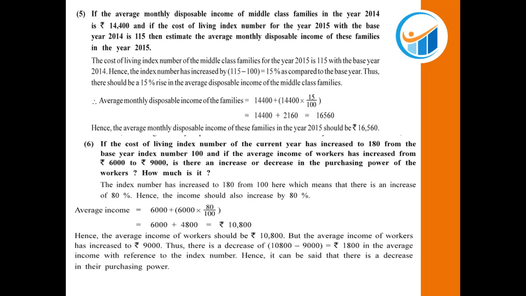Hence the average monthly disposable income of these families in the year 2015 should be 16560. And if someone asks you how much is the actual increase, you can say that there should be an increase of 16560 minus 14,400, so you can say there should be an increase of 2160, that is 15% increase in the income of the families compared to the base year. So this was our explanation for sum number 5 in illustration 24.